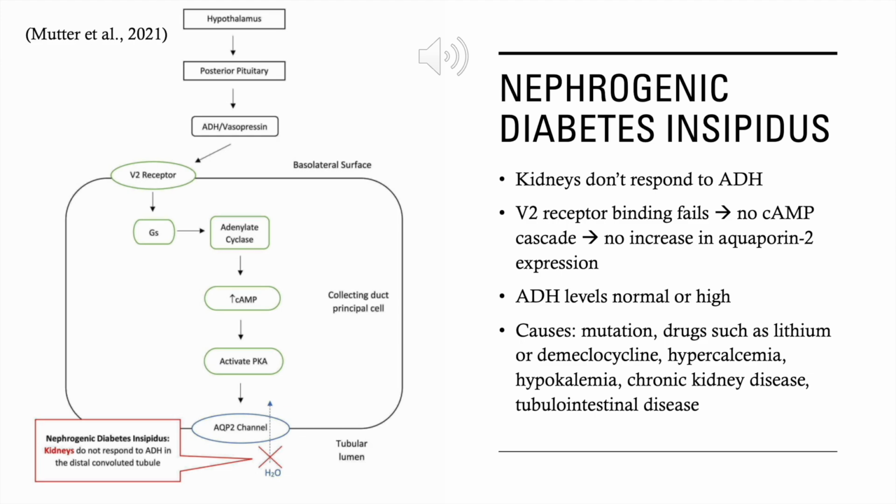Nephrogenic diabetes insipidus occurs when the kidneys fail to respond to ADH. The V2 receptor binding fails, meaning there is no cyclic AMP cascade and no increase in aquaporin 2 expression. ADH levels will be normal or high.